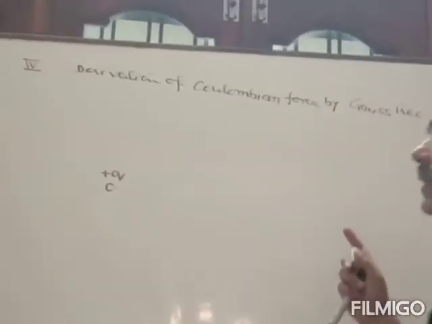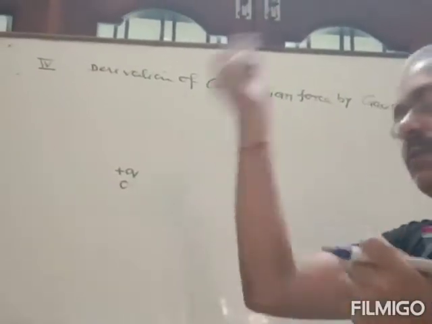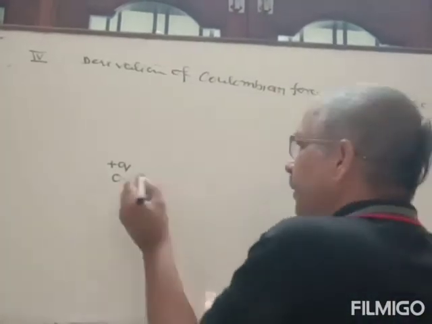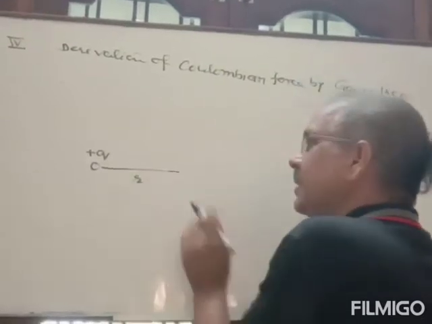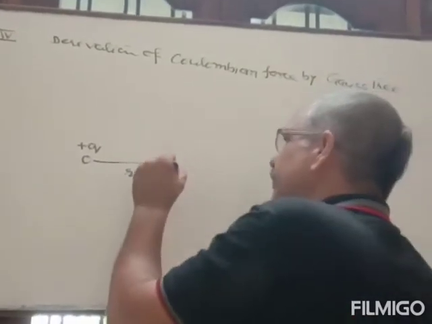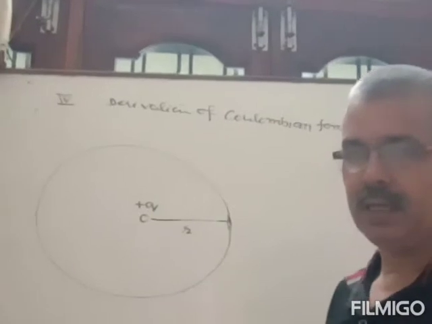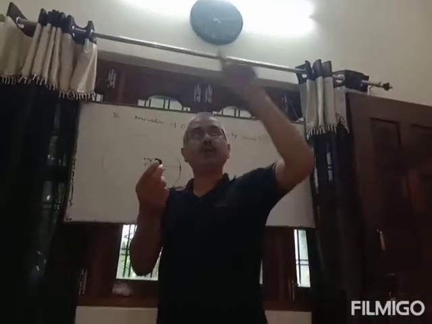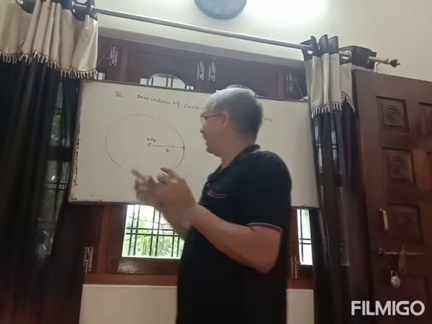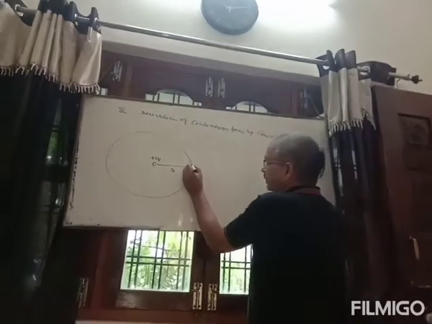Therefore, what happens? Electric lines of forces will emerge out along all possible directions: upward, downward, leftward, rightward, inward, perpendicularly. And if we join all those points which are present at distance r, then we get a spherical Gaussian surface. Correct? Suppose here it is plus q charge. The electric lines of force will emerge out upward, downward, leftward, rightward, and if we join all those points which are present at distance r, then the shape of Coulombian surface will be spherical. Correct? Suppose this point is P.